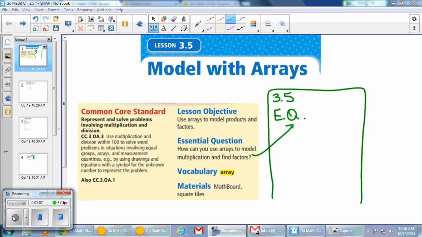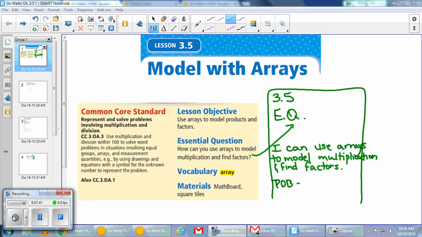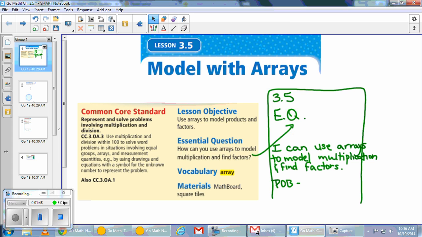You're going to also do your I can statement off of your essential question. I can use arrays to model multiplication and find factors. And of course, yours is written so much nicer than mine because you're not using a big fat smartboard marker. And you will have your problem of the day coming up next. Pause the video to finish filling in your journal page to get it started for today, please.